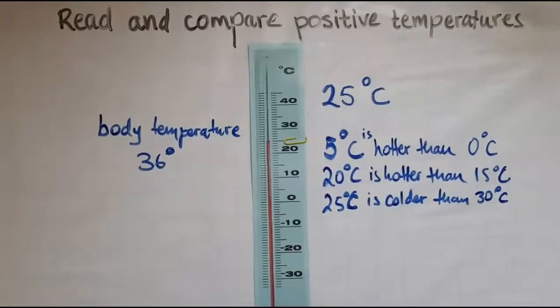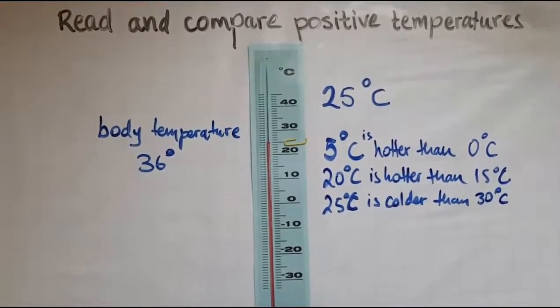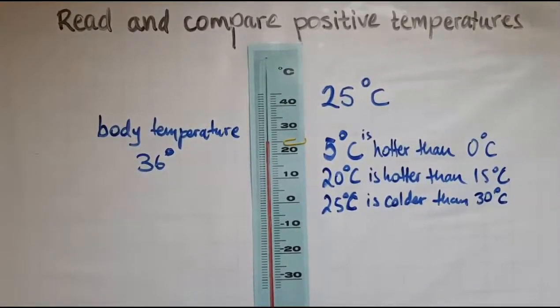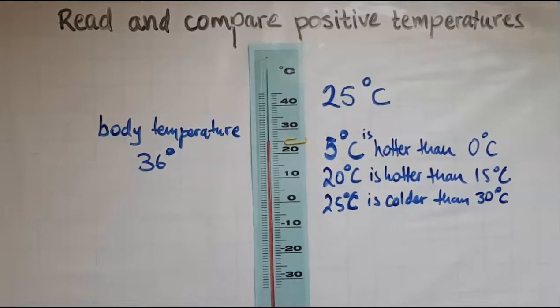If it's maybe 38, that would be considered high temperature. 39, 40 or 41, that's very dangerous. 40 and 41 are dangerous body temperatures. So anything around 38, you need to go to the doctor to get it checked. So this is how you read and compare positive temperatures.